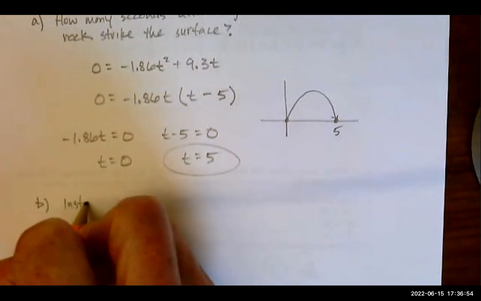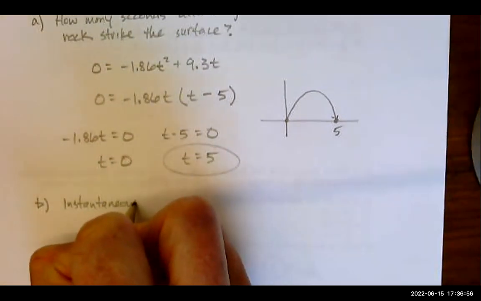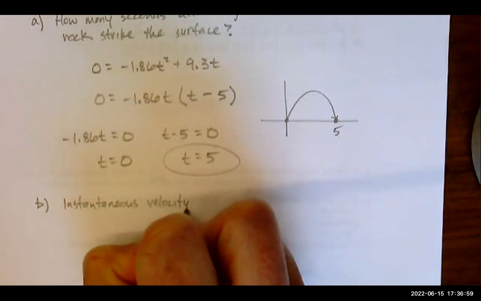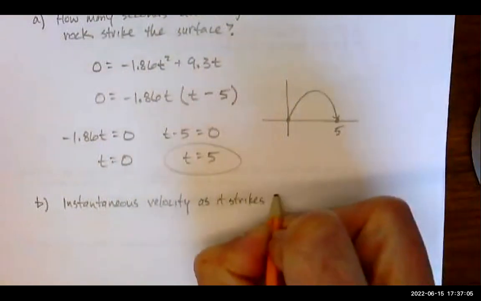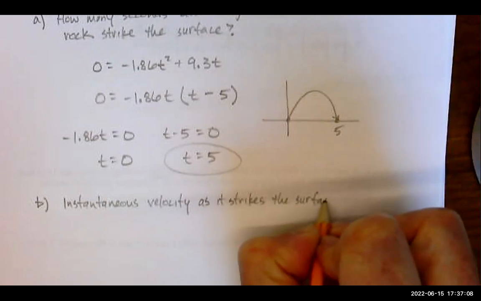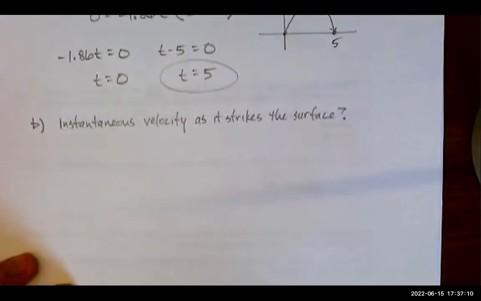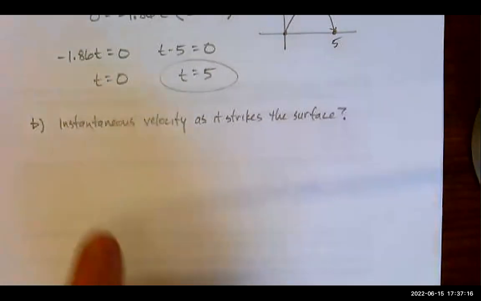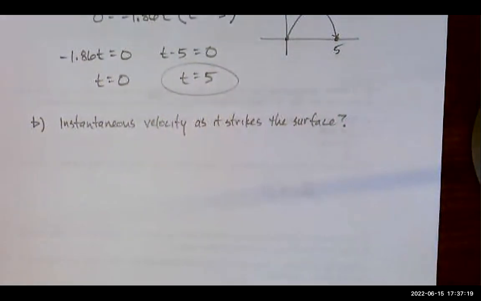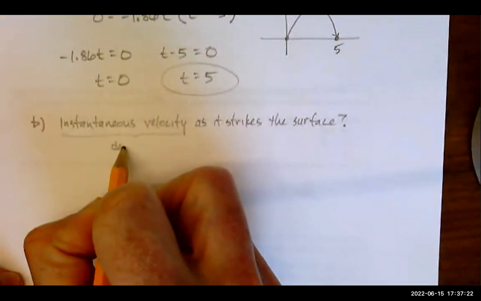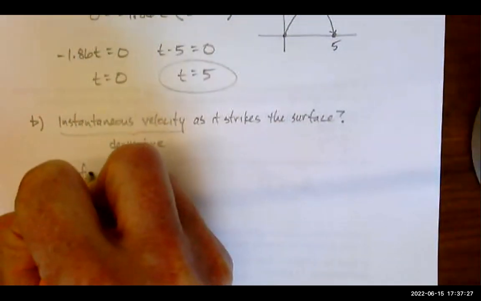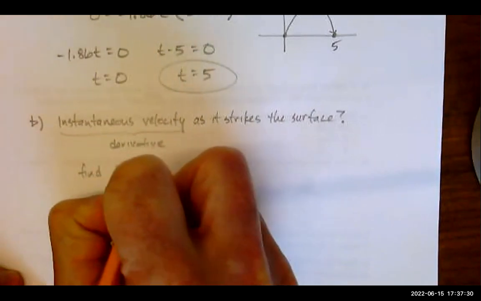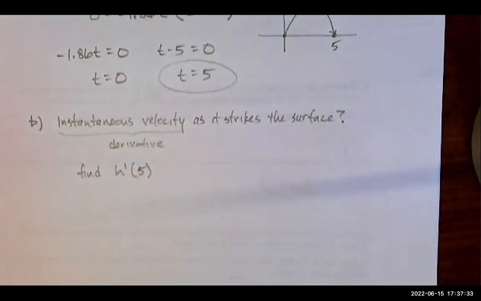We want to know the instantaneous velocity as it strikes the surface. How fast is it going when it hits? That's important, right? It depends on how high up it got. To find the instantaneous velocity, we'll recognize, okay, they're talking about the derivative. At the moment it strikes at 5 seconds, we need to find h prime of 5, the derivative at 5 seconds.